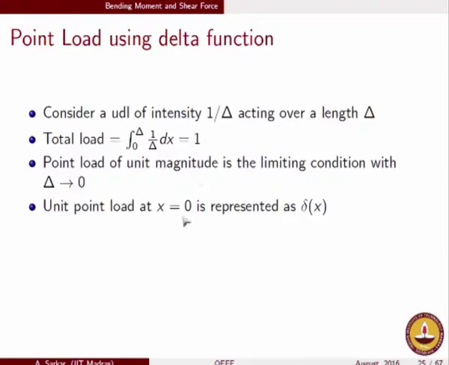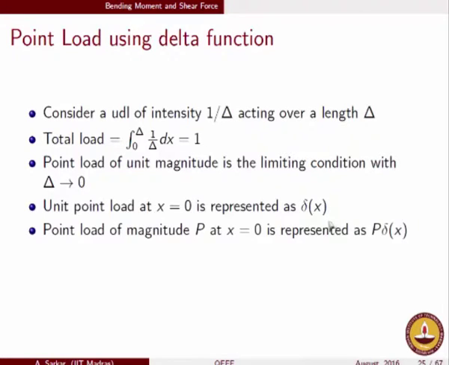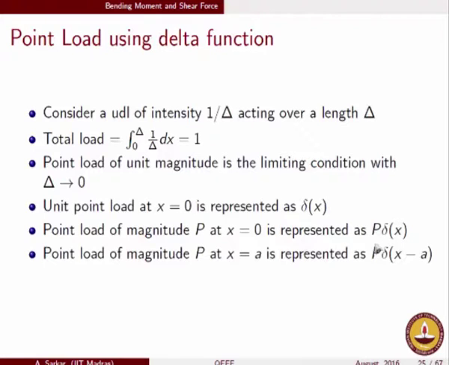This is represented as a function delta of x. So a unit point load at the point, let us say x equals 0, will be delta of x. If you want a point load of magnitude P instead of a unit point load at the same point, you just have to multiply this with P. So P delta x is a point load of magnitude P at x equals 0.